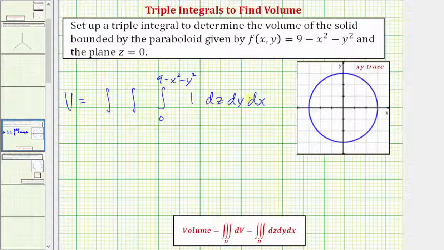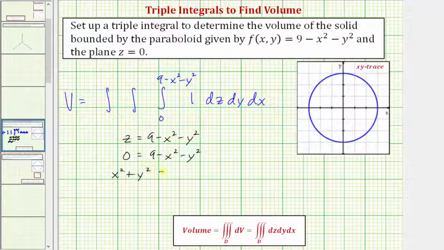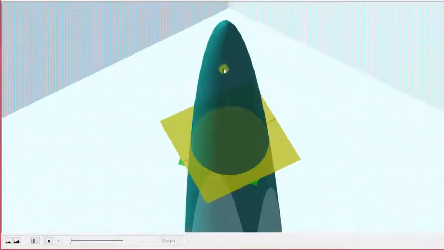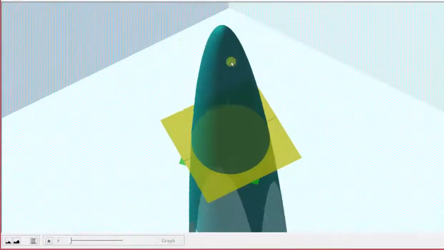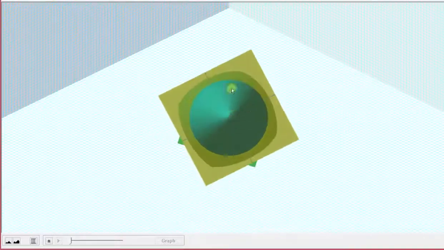To find the xy trace, we set z equal to 0 for the equation of the paraboloid. So the equation of the paraboloid is z equals 9 minus x squared minus y squared. So again, to find the xy trace, we set z equal to 0. Move the variable terms to the left, so we have x squared plus y squared equals 9, which is this circle here centered at the origin with a radius of 3. If we go back to our graph just for a moment, we can view the xy trace by looking down on the xy plane, which we see here.